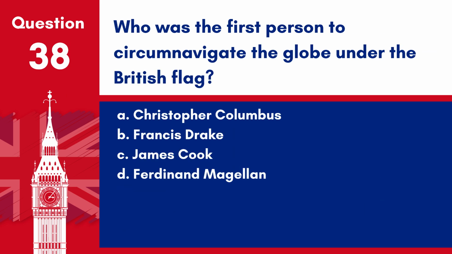Question 38. Who was the first person to circumnavigate the globe under the British flag? A. Christopher Columbus. B. Francis Drake. C. James Cook. D. Ferdinand Magellan. Answer: B. Francis Drake. Sir Francis Drake was the first Englishman to circumnavigate the globe from 1577 to 1580, enhancing England's maritime prowess and global exploration reputation.